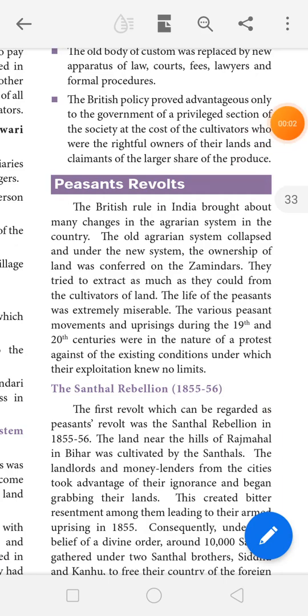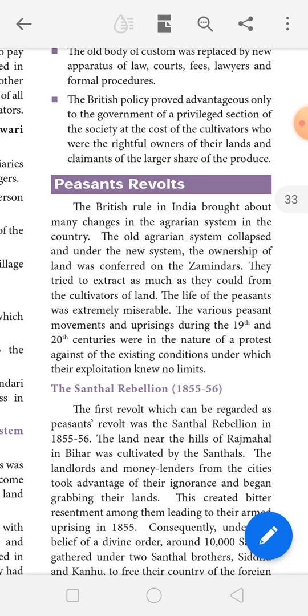So today we are going to talk about peasant revolts. So peasants, which means what? Cultivators, okay, farmers. That is peasant revolts. So the British rule in India brought about many changes in the agrarian system in the country.